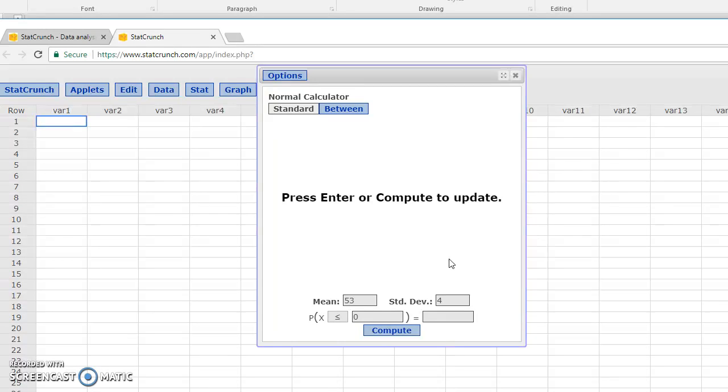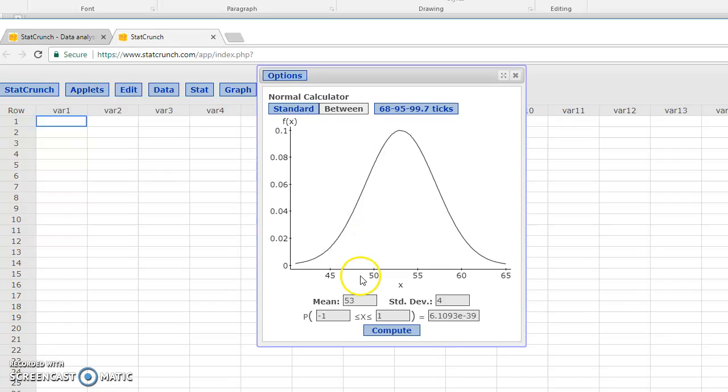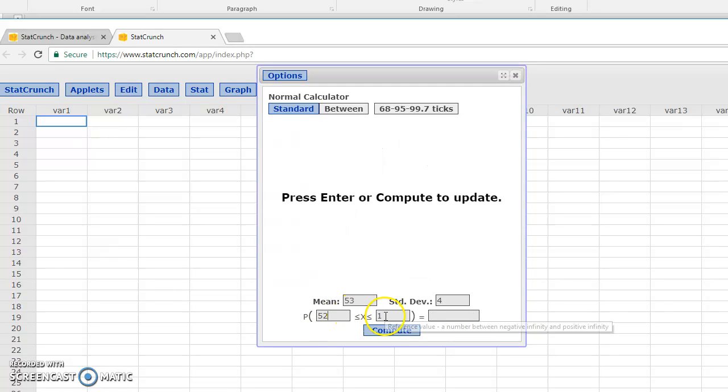To answer the question, what's the probability of a driving time between 52 and 54 minutes, we're going to switch over to between mode. So I'm going to click here and it's going to turn light gray, and that means we're in between mode. I also like to click this button to the right called 68, 95, 99.7 ticks, and that gives me the same tick marks that I created in the previous video on my paper when I drew out the normal distribution. So now I can type in the values of interest.